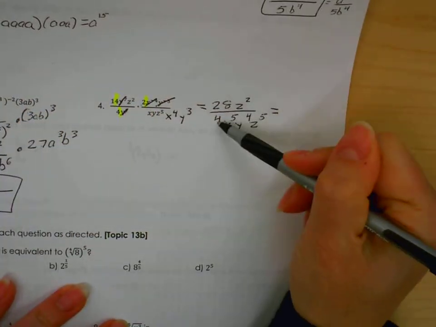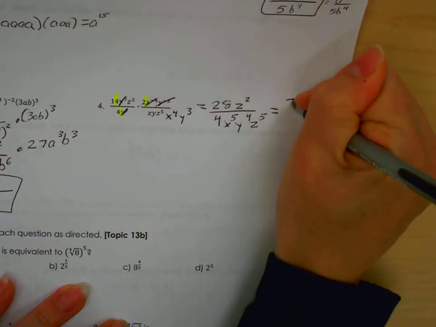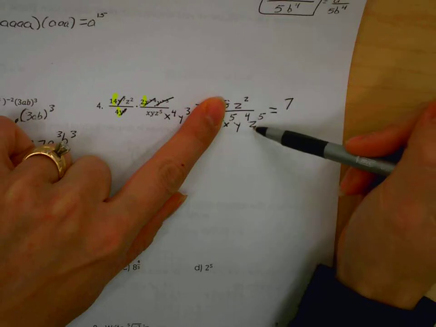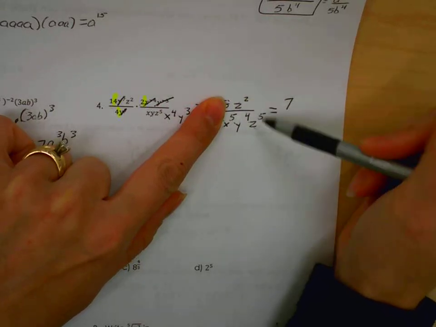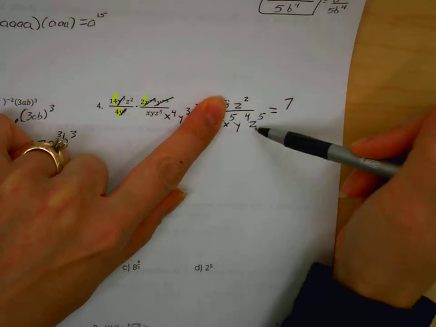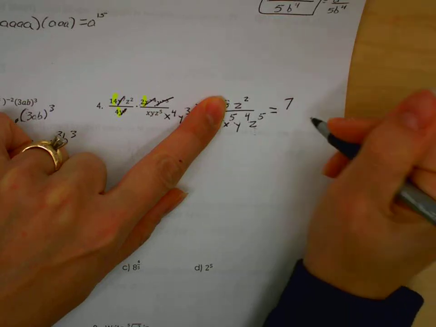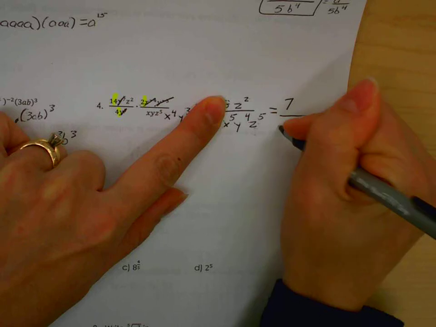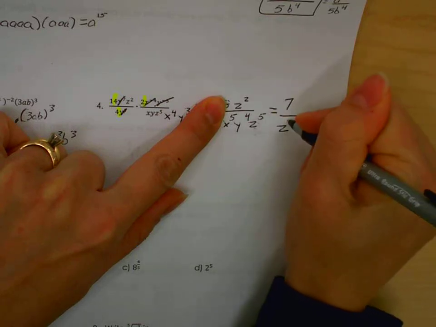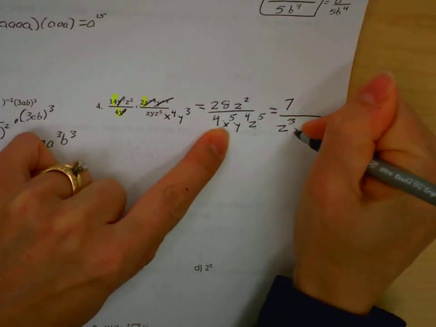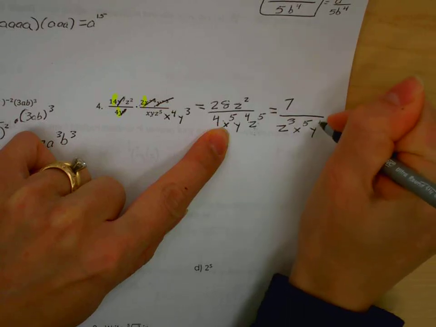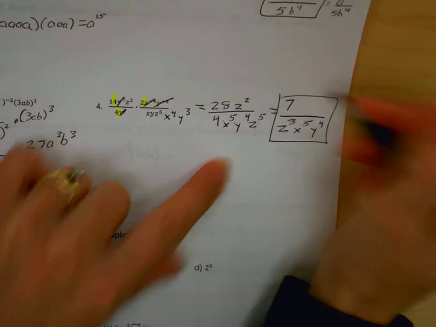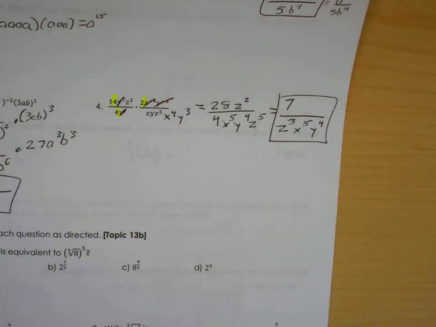My number part and my number part. 28 divided by 4 is 7. And then the only thing I have the same base of are the z's. I have 2 z's here and 5 z's here. So I'm dividing, which means I'm going to subtract, and my z is going to go where I have more. I have more on the bottom. So I've got z, 5 minus 2 is 3. And then I didn't do anything with the x's or the y's, so I'm just going to rewrite them. So my answer is 7 over z cubed, x to the 5th, y to the 4th.